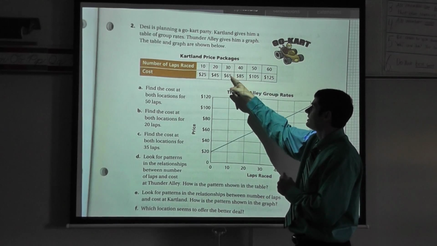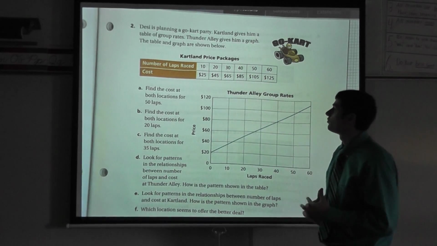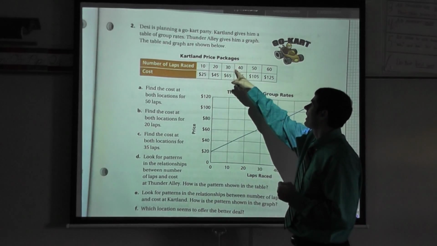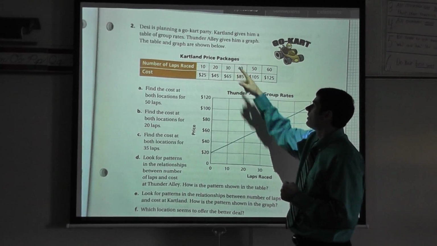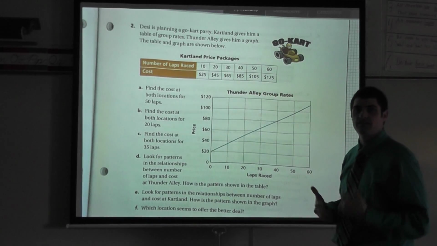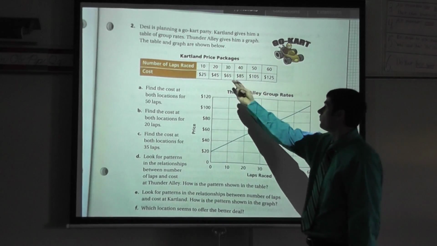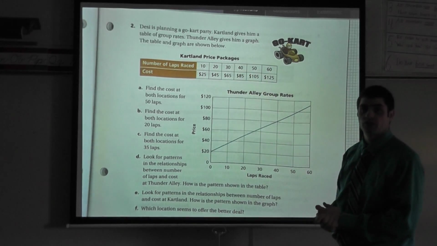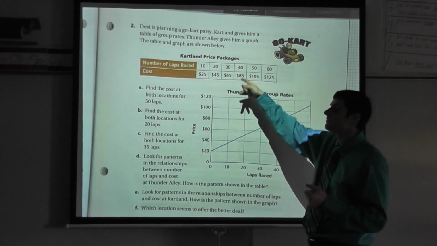Halfway, or the difference between 65 and 85 is $20, so halfway between that would be $10. So if I added $10 to 65, 35 laps would cost me $75. Again, I looked at my table up here and I was able to work through to figure out the cost at 35 laps, even though the table doesn't tell me.